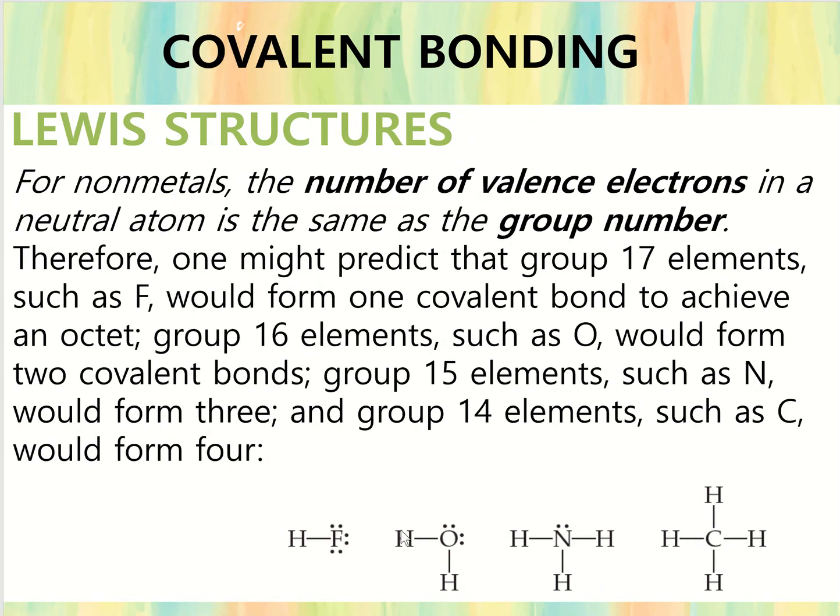So at the end of the day, for fluorine, which is in group 7 or 17, we want 1 covalent bond to achieve our octet. For oxygen, we need 2 covalent bonds to achieve our octet. For nitrogen, we need 3 covalent bonds to achieve our octet. And for carbon, we need 1, 2, 3, 4 covalent bonds to achieve our octet.